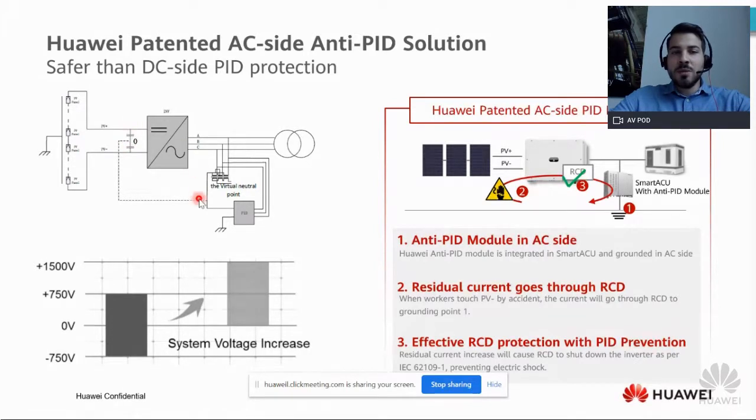So as long as you control this virtual point and you raise the virtual point of the AC side, the PV voltage will also be offset. So we can raise the PV voltage, the DC voltage, this way. And how we do it is we apply a DC voltage on the AC side, and this DC voltage equals around 750 volts. So this way we can make the system above zero.